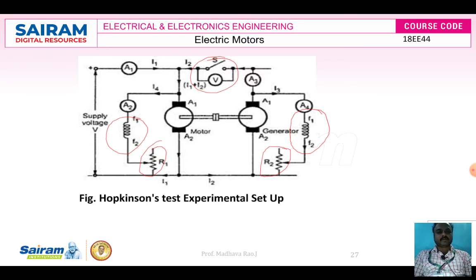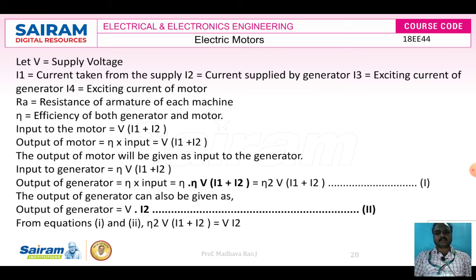Okay, so now we will see the calculation part of the Hopkinson test. Where V is equal to supply voltage, I1 is supply current, so current taken from the supply, and I2 is current supplied by generator, I3 is excitation current of generator, I4 is excitation current of motor. Excitation current means field current of generator and field current of motor, I3 and I4 respectively. Ra is the armature resistance of each machine, and efficiency η is the efficiency of both generator and motor.